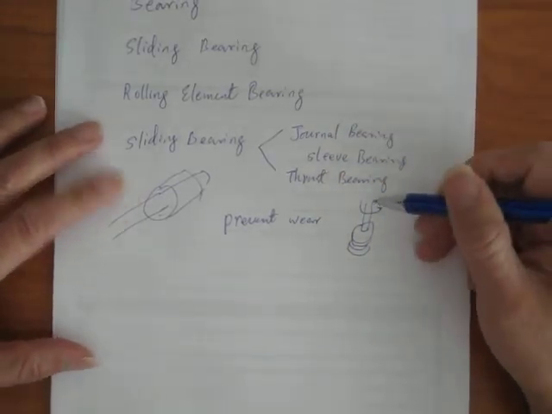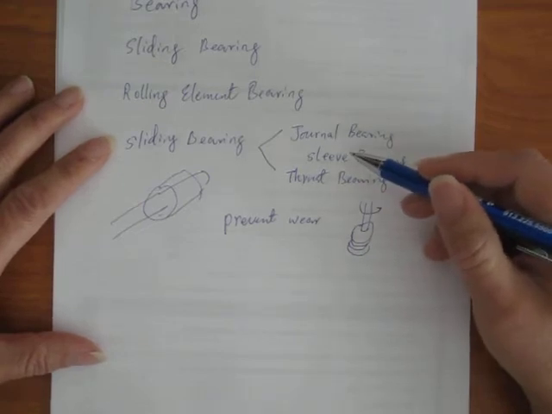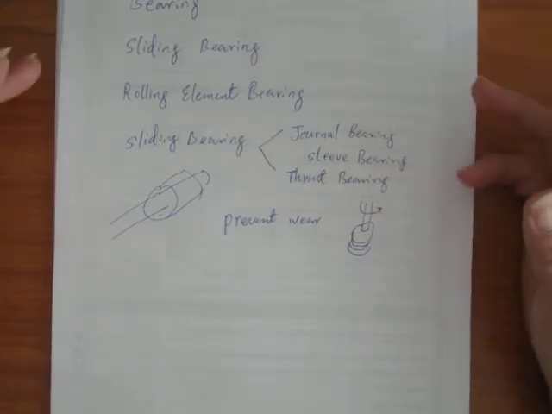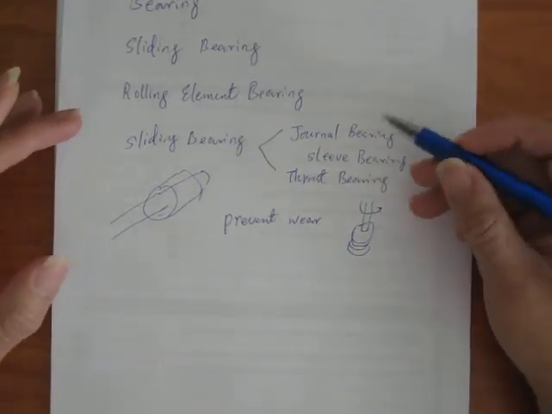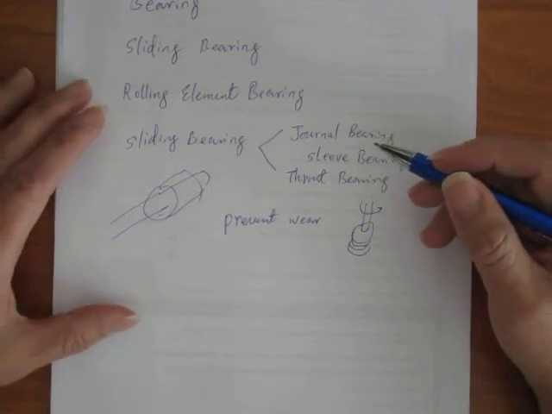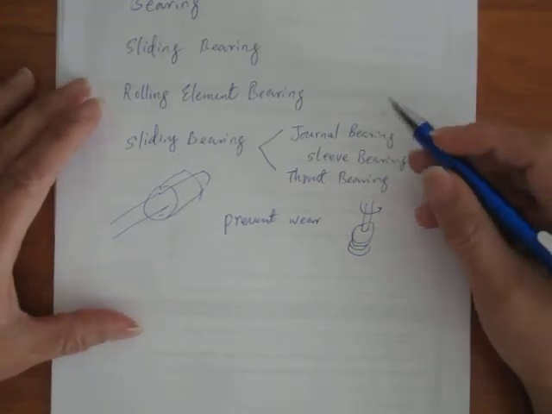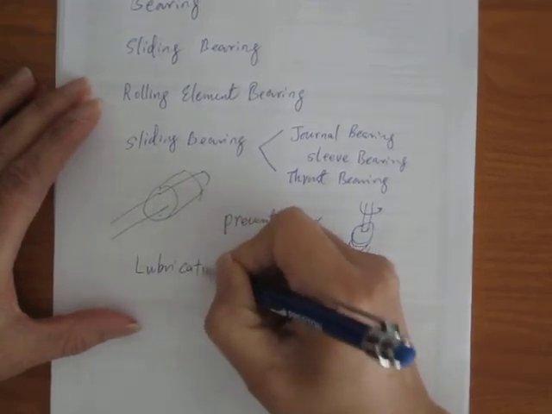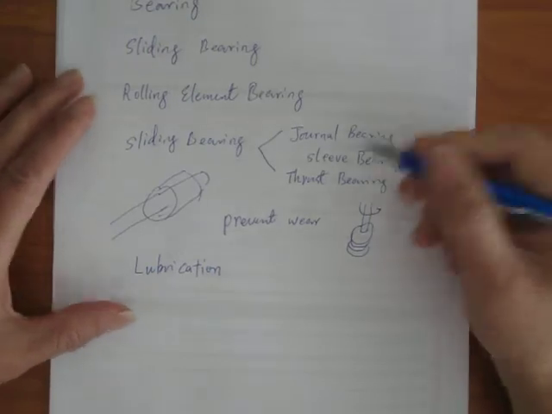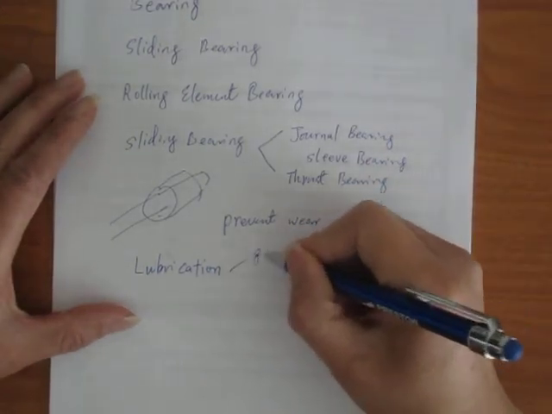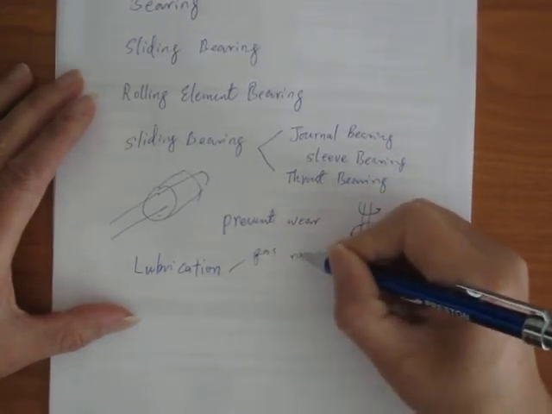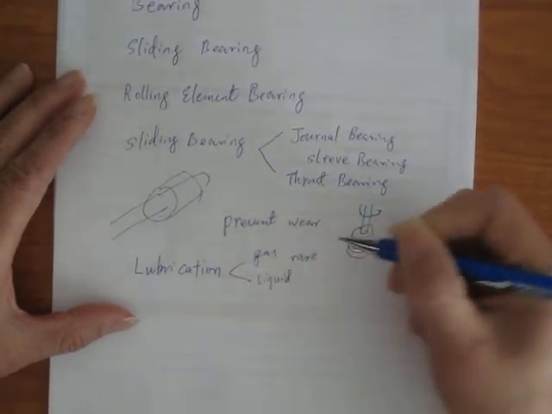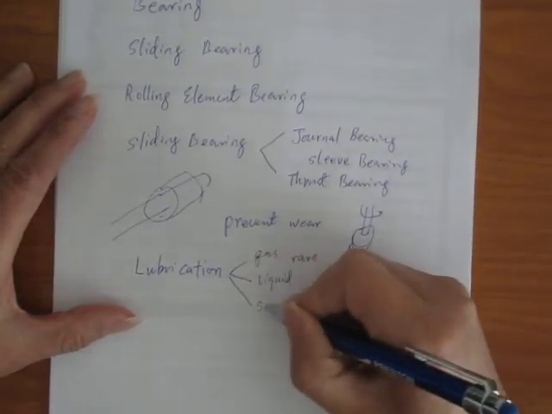This one here, the sliding bearing, certainly for our lawnmower application we don't have to do anything, right? But for most high-speed applications, like an airplane, we need to have lubrication. And there are actually three types of lubrication. You have gas, which is really rare. You have liquid, which is most common. Then you have solid.